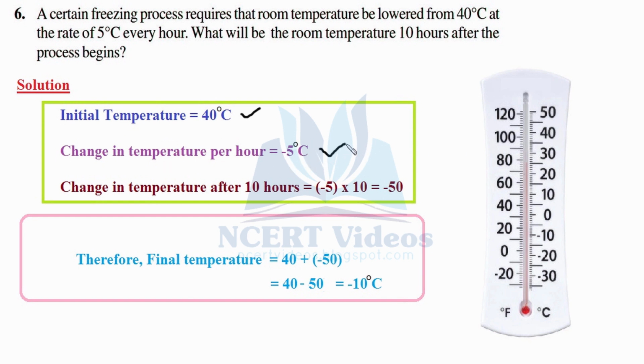Now, change in temperature after 10 hours, because we are asked to find after 10 hours. So we simply multiply 10 with 5. That gives you 50, but in the negative direction, because minus 5. The temperature is decreasing, not increasing. If it had increased, then we would have taken it positive. Therefore, final temperature will be 40 minus 50. You add it, and when you open the bracket, plus minus is minus, and finally negative 50 is greater, therefore you subtract and put a negative sign.